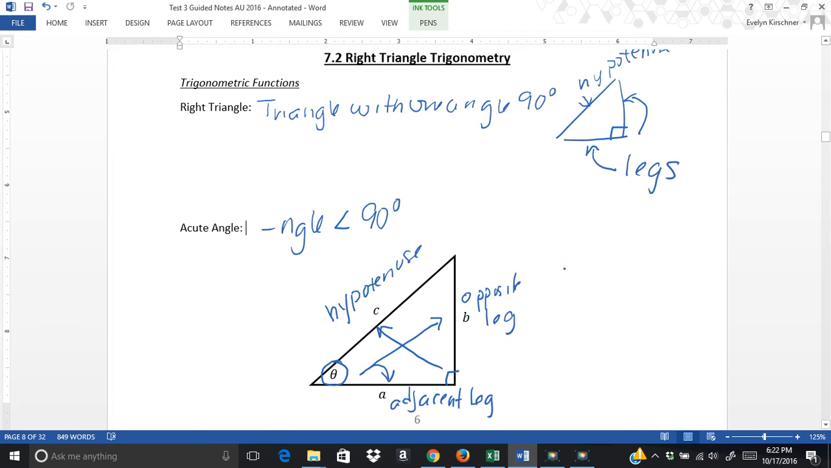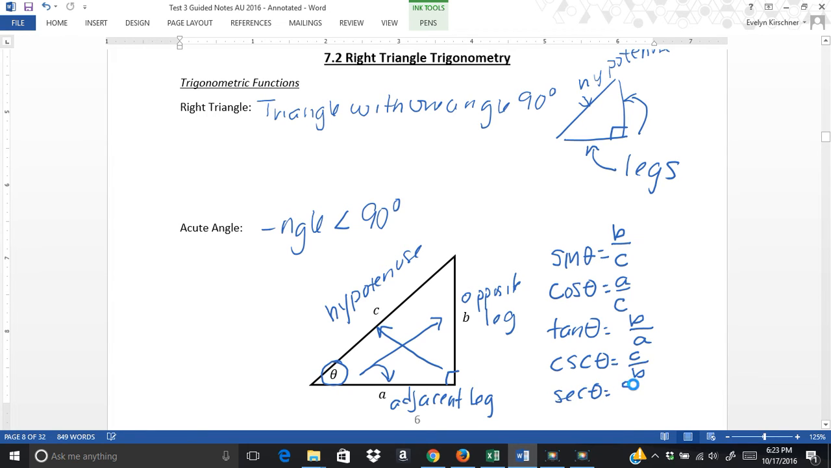And I have 6 trigonometric functions I'm going to talk about. The first is the sine of that angle, and that's the opposite leg over the hypotenuse. I have the cosine of that angle. It's the adjacent leg over the hypotenuse. I have the tangent of the angle, and that is the opposite leg over the adjacent leg. I have the cosecant of that angle. That is the hypotenuse over the opposite leg. I have the secant. That is the hypotenuse over the adjacent leg. And I have the cotangent, which is the adjacent side over the opposite leg.